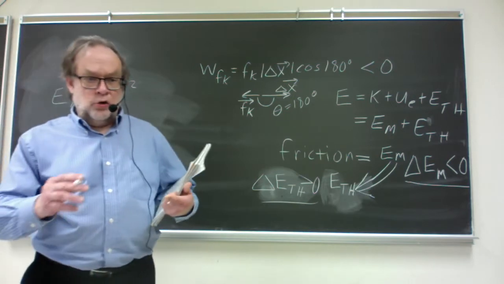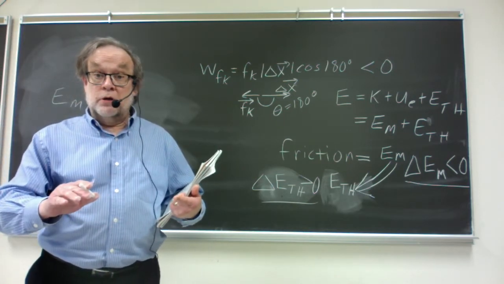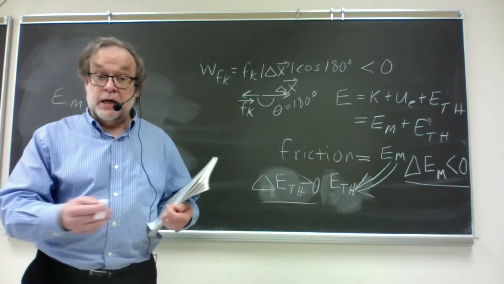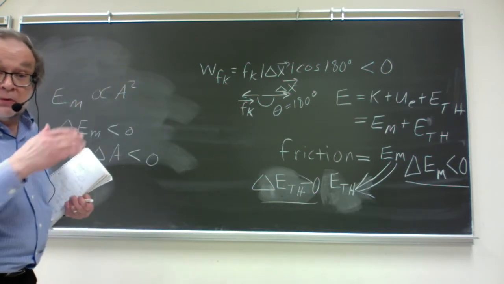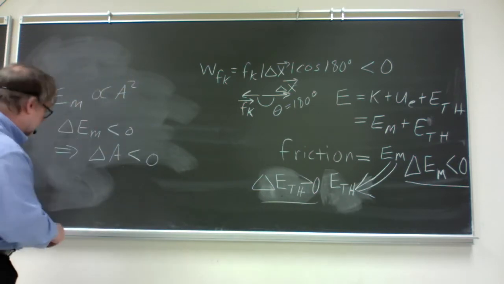So how would that look on a graph of the position versus time for an oscillating object if the amplitude is decreasing as time goes by?